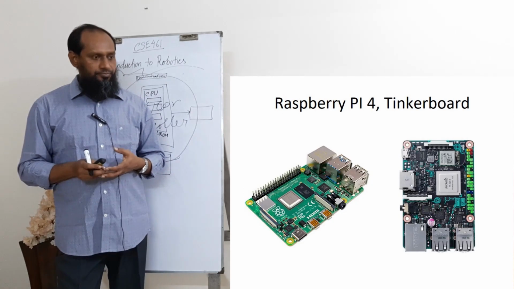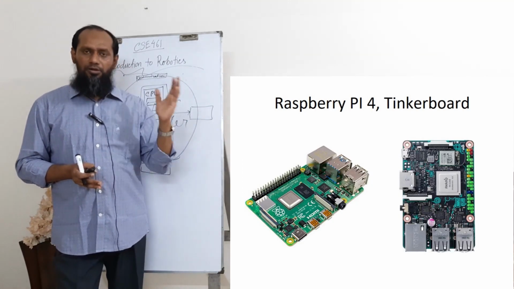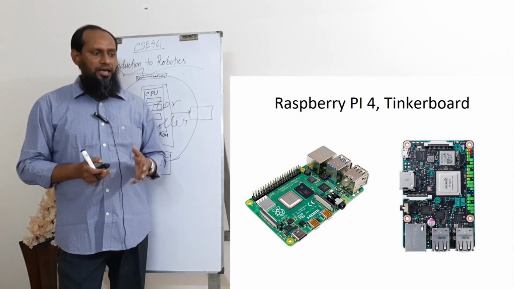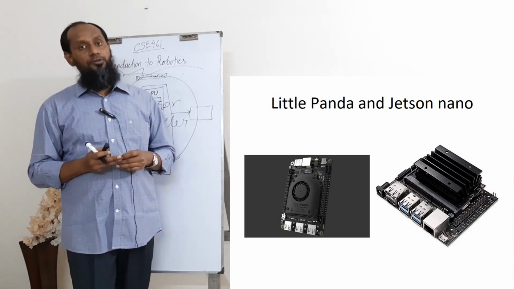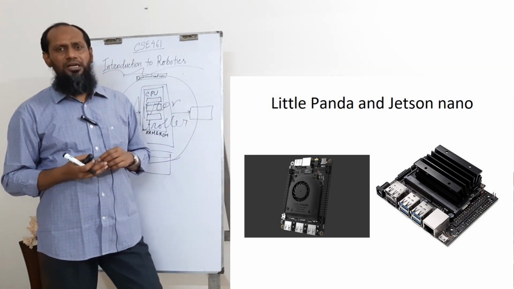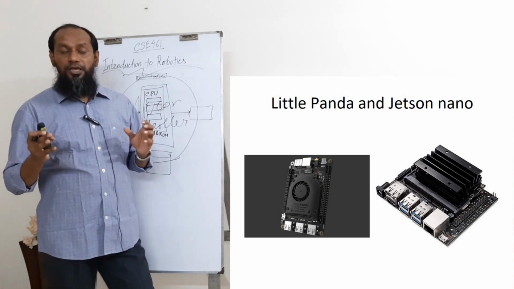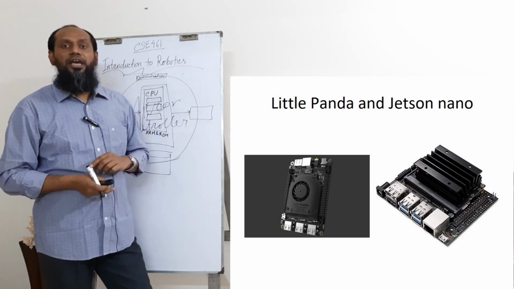Okay, here is Raspberry Pi and Tinkerboard. Tinkerboard is also a single board computer. And Little Panda, Jetson Nano become very powerful. Okay, it's a bit expensive. We bought it for maybe 14,000 taka. It's a bit expensive, but surprisingly it can run AI programs.